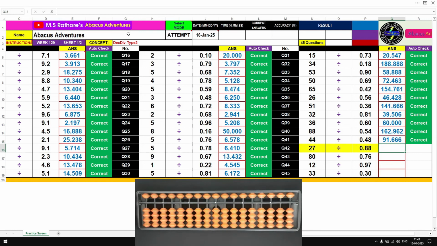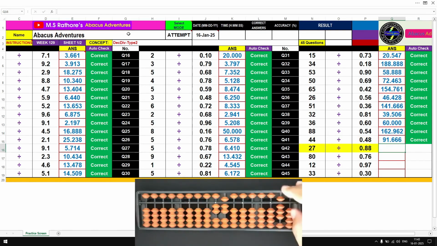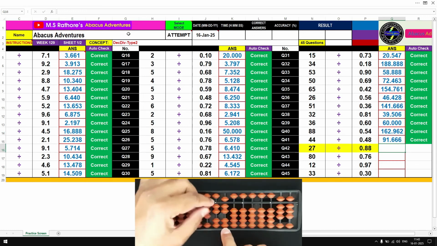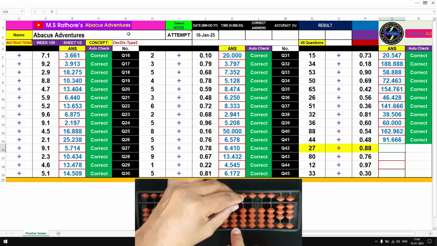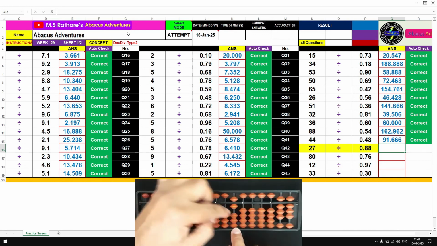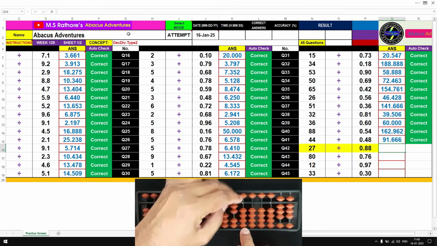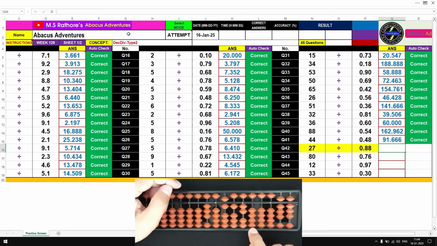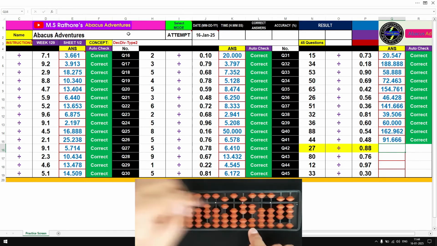Question number 42, 27 divided by 0.88 or 27 divided by 88. My finger is below 27. 8 threes are 24, shifted. 8 threes are 24, new number is 6. 8 zeros are 0, shifted. 8 zeros are 0, new number is 60. 8 sixes are 48, shifted. 8 sixes are 48, new number is 72.